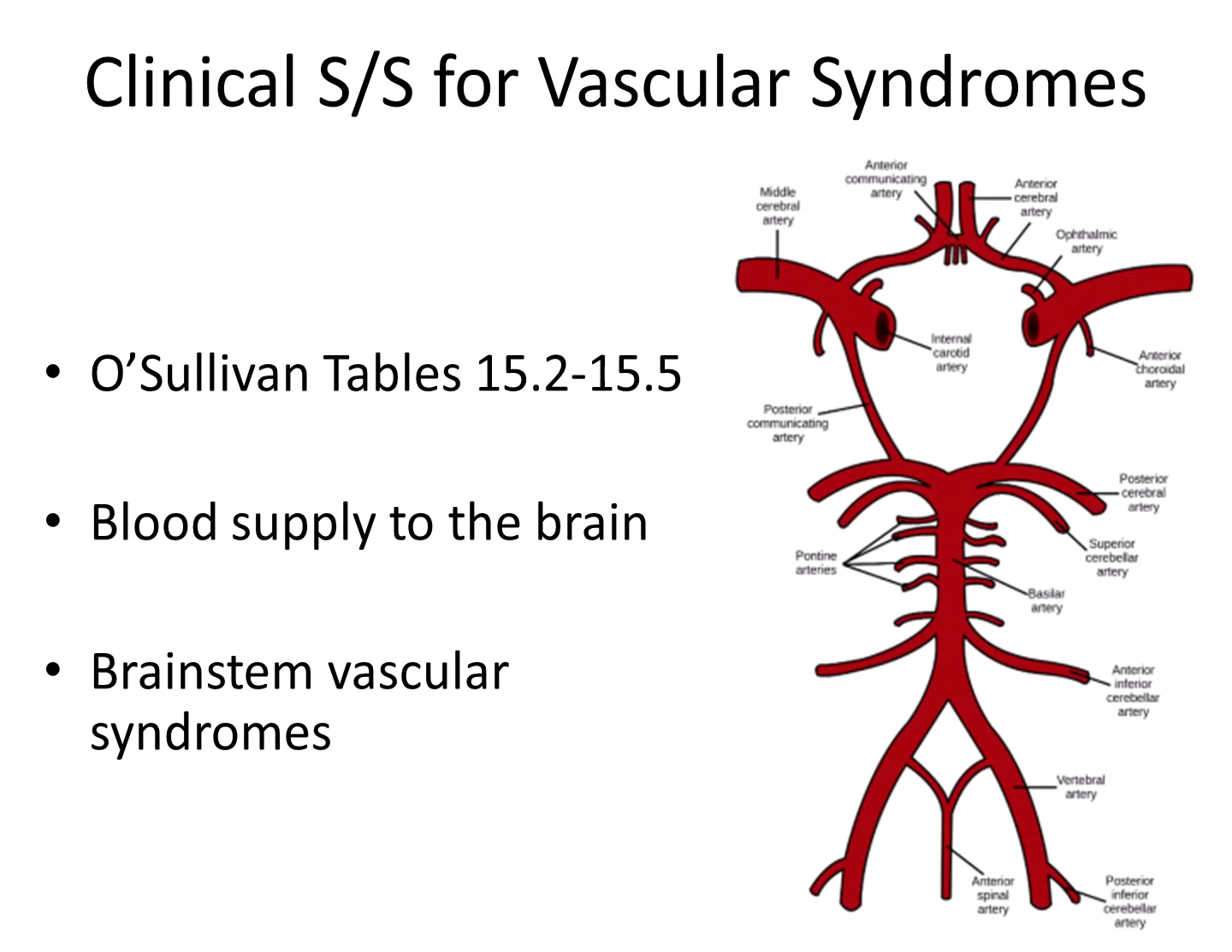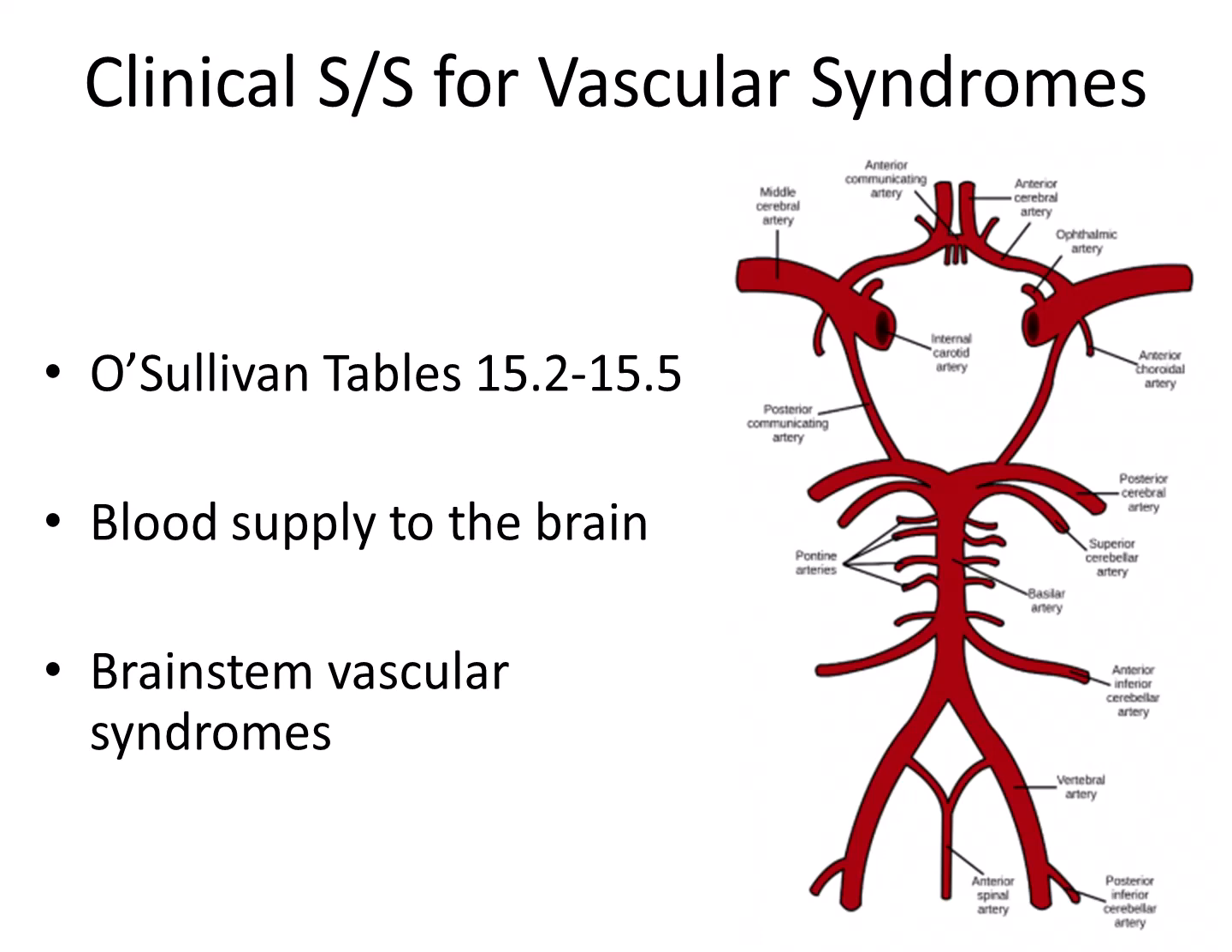And finally, we have clinical signs and symptoms for vascular syndromes. These are detailed in O'Sullivan, tables 15.2 through 15.5. I would highly recommend going through these tables with the lectures from the blood supply to the brain and the brainstem vascular syndromes that we did in neuroscience. If you don't want to listen to the lectures, that's fine. Just go back and look at the drawings that we did.